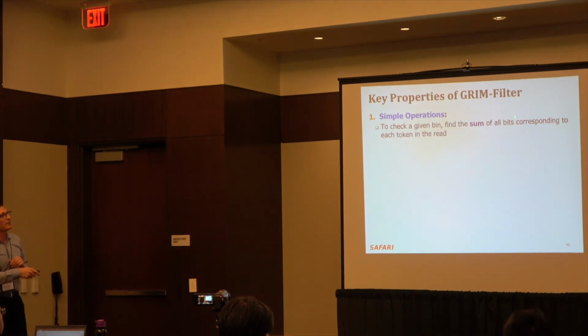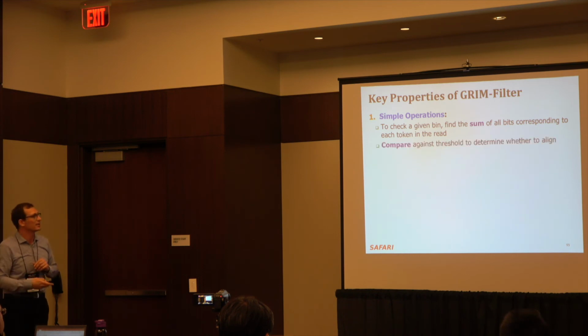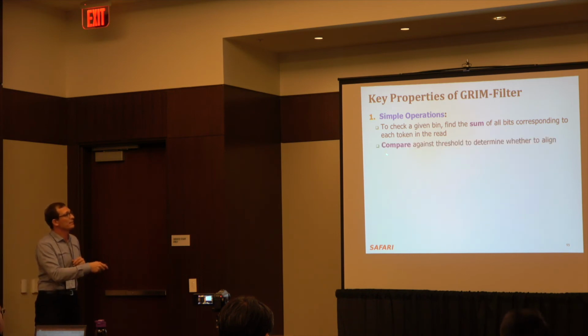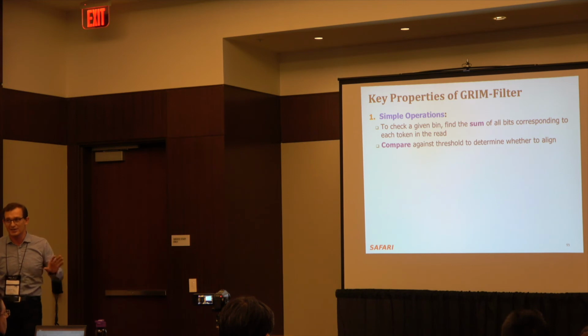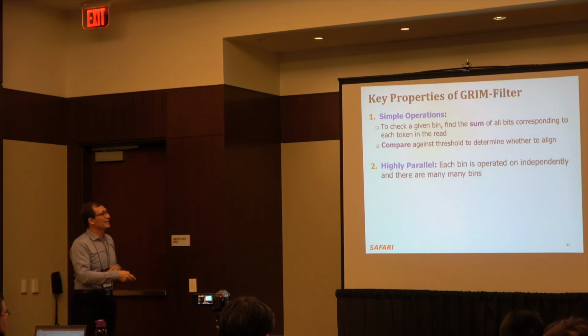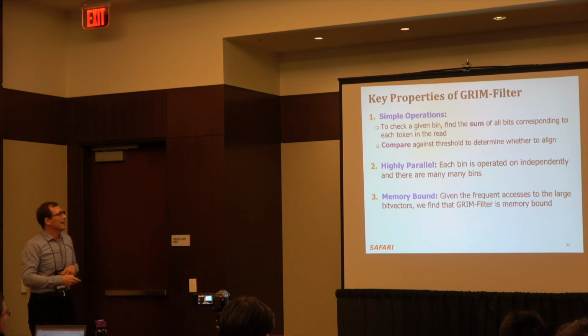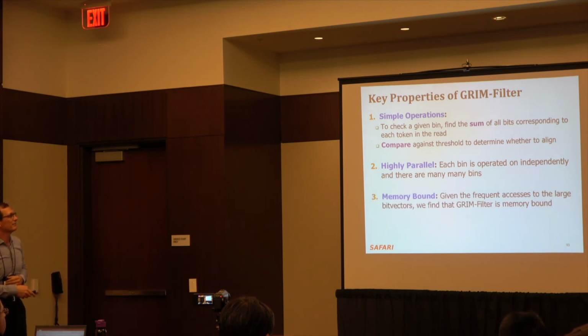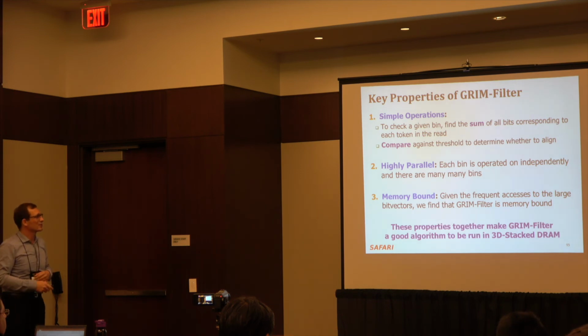To check a given bin, you find the sum of all bits corresponding to each token in the read, and you compare against the threshold to determine whether to align. These are very simple operations. Each bin is operated on independently, and there are many, many bins. This is also memory bound because you have frequent accesses to the large bit vectors. You can optimize it, of course.